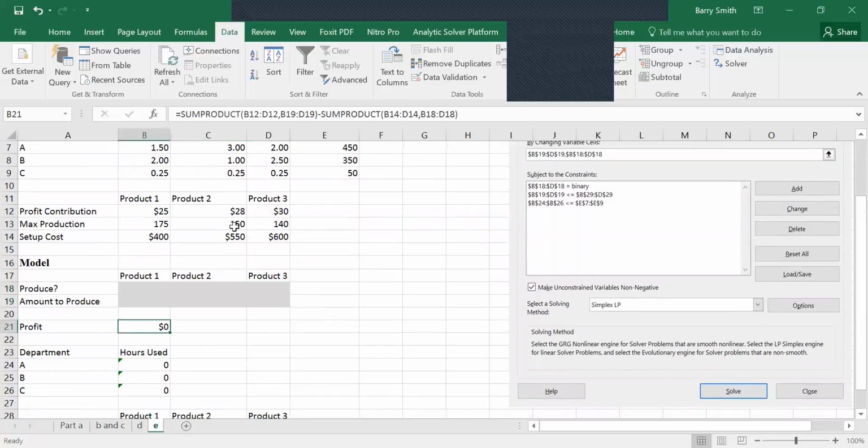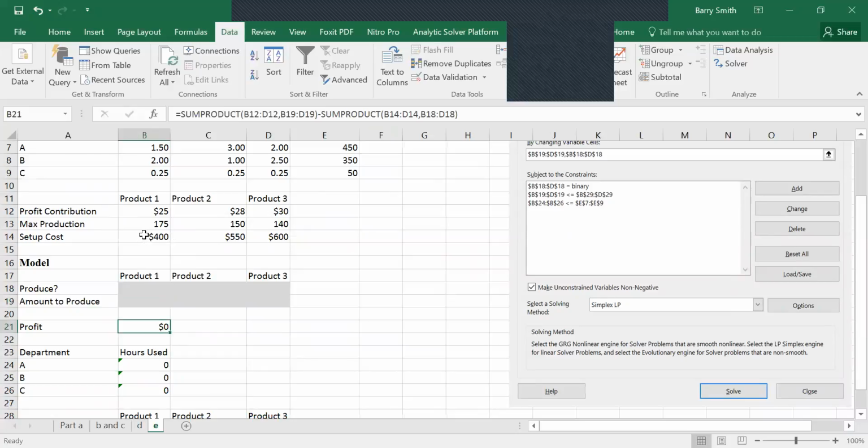Our profit basically is going to be the B12 to D12. So that's going to be from here to here, the profit, just that times that times that times that. And then if we're going to produce it, it's going to be times how much we're going to produce. So we take the amount to produce times the profit, and then we're going to subtract off the setup cost.